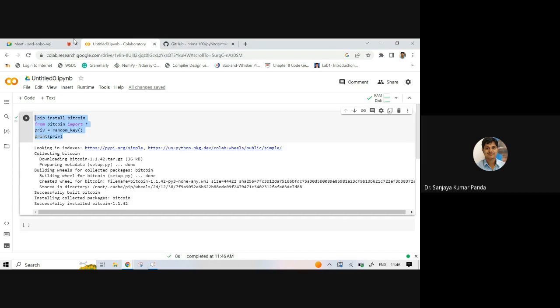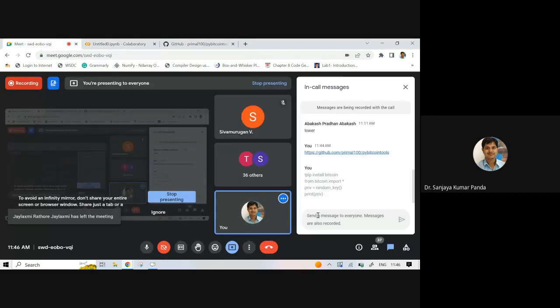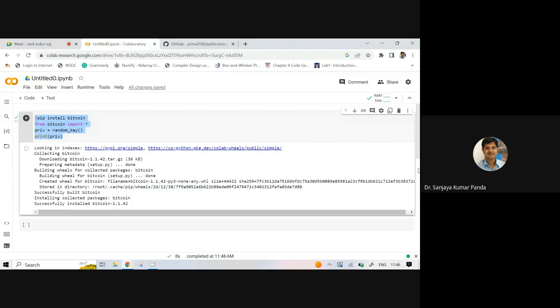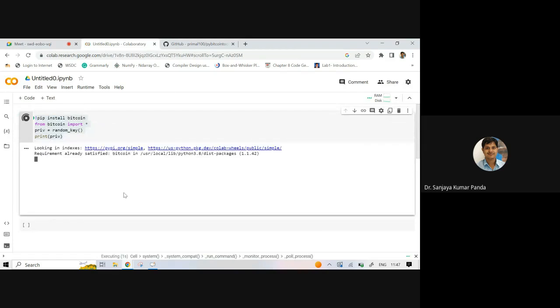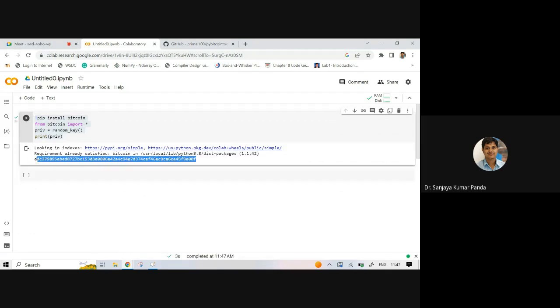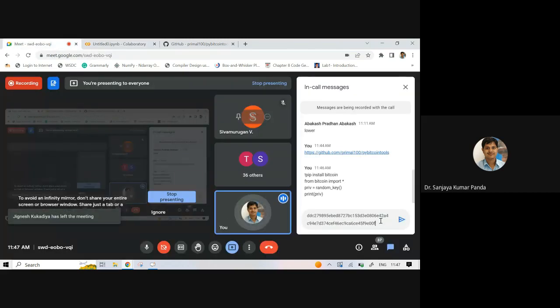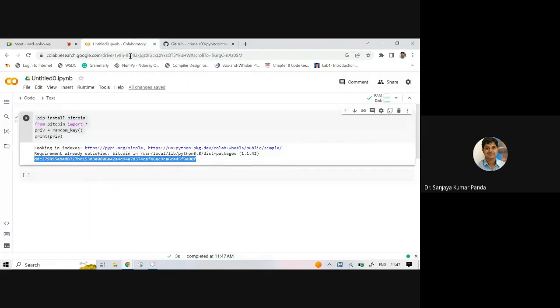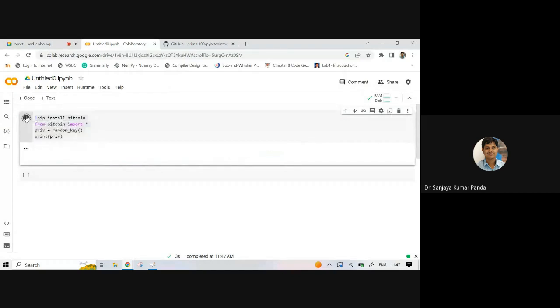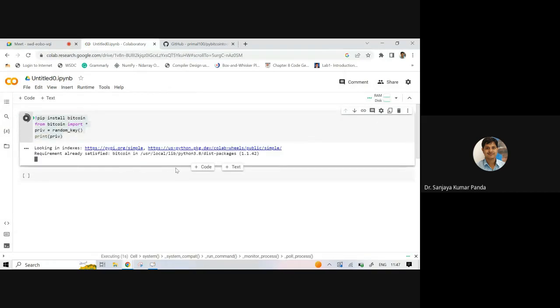Okay, I'm pasting this in the chat box. Okay, it will print the key. I think it is running again. Let me run it. Yes, you can see this is the private key you are getting, right? You may get a different private key in each and every run because you are considering the random key, right? Each and every time when you run, you will get a different key because the private key is going to change because you have taken a random key here, right?